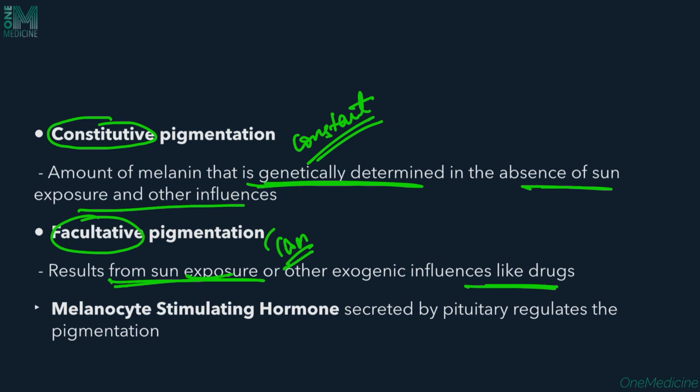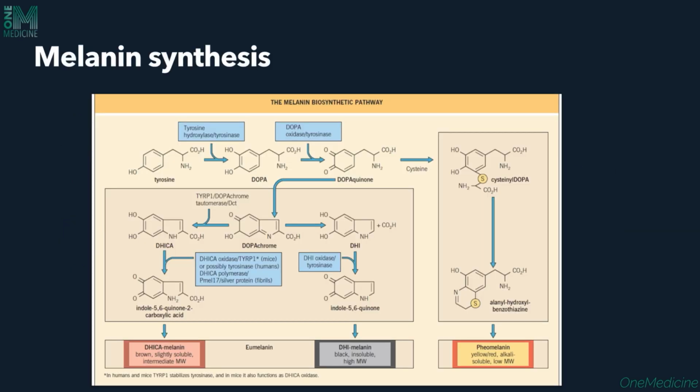The hormone which governs the melanin deposition and the melanin synthesis in the pigmentation is the melanocyte stimulating hormone. ACTH also plays an important role in governing the pigmentation. So the melanin synthesis happens this way.